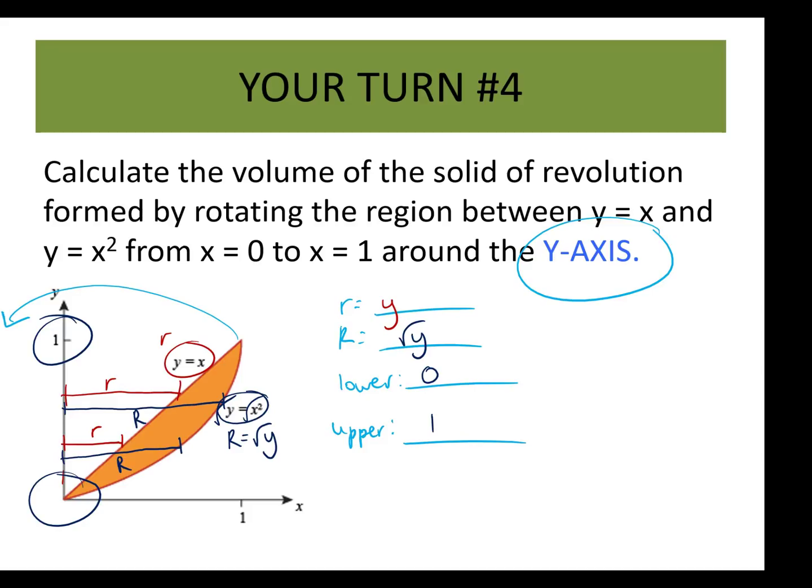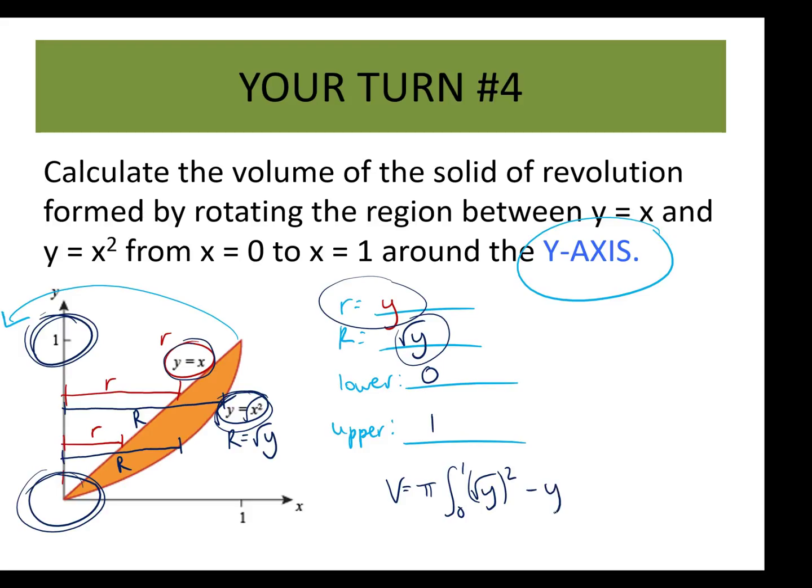Alright, well, that was a good challenge, and hopefully you could see that the small radius is the function here on the inside, the linear function, y equals x. And the large radius is the larger or upper function, which is this one. However, you needed to get that in terms of y, so it took the square root to get square root of y. Bounds are still the same, just because the y values also go from 0 to 1. So our integral is pi from 0 to 1 of the square root of y squared minus y squared dy. All right, nice job.